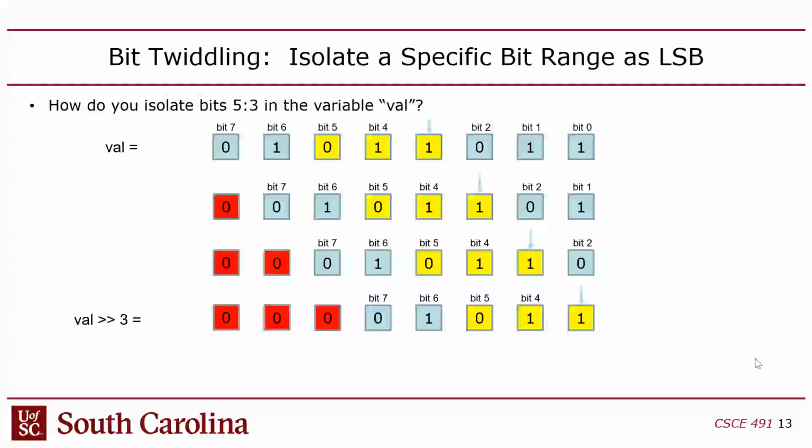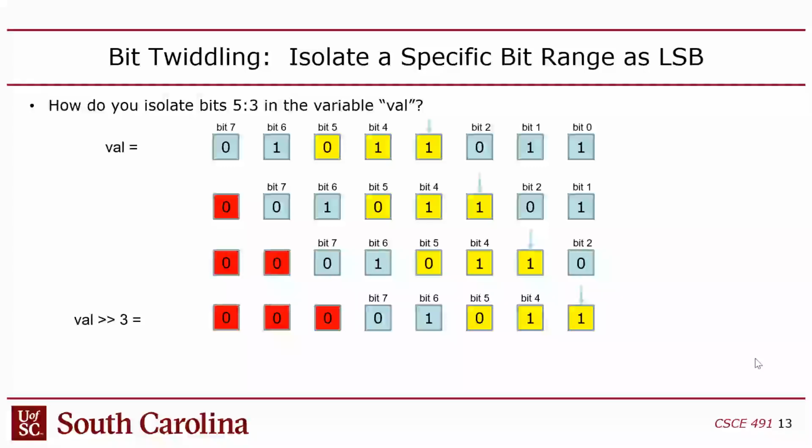plus 1 bits. Sorry, that's 3 bits, right? 5 down to 3: 5, 4, 3. 3 bits. m minus n plus 1 is the number of bits. So I'm going to shift by the lower limit, which is 3, and then I want to mask off 3 bits.